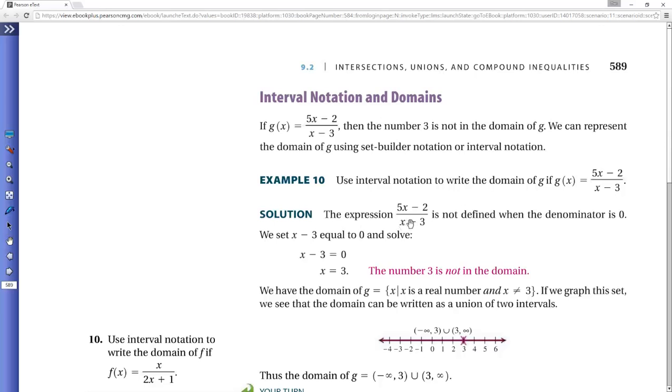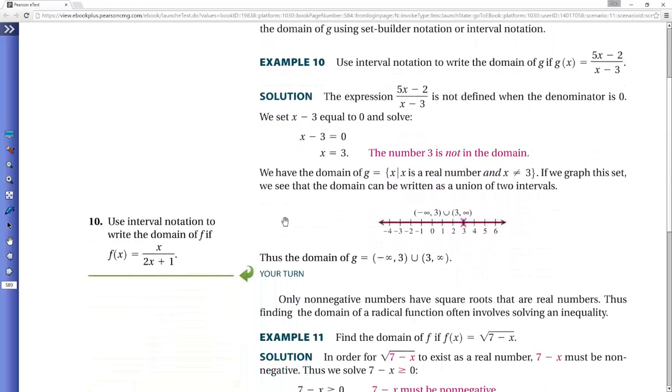Well, the expression 5x minus 2 over x minus 3 is not defined when the denominator is 0. They go through this. So x minus 3 cannot be equal to 0. In other words, 3 cannot be part of this function's domain.